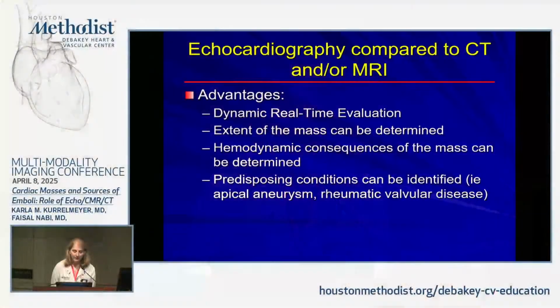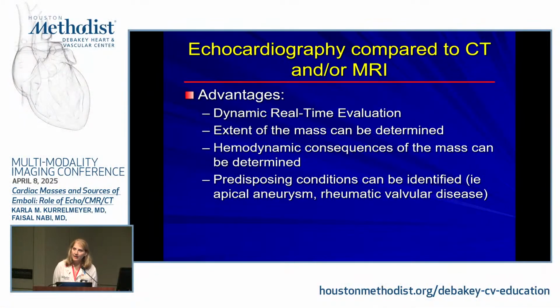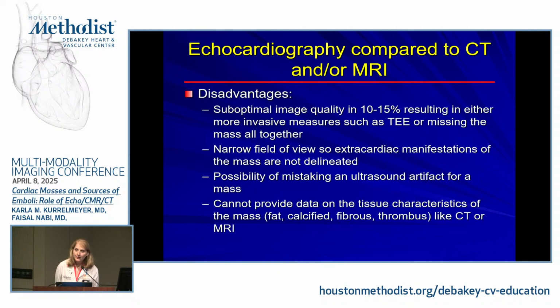So you can see what the mass is doing in real time. The extent of the mass within the heart can be determined. The hemodynamic consequences, how it's affecting the valves and the pressures in the heart, all can be determined on echo. And predisposing conditions can be identified, such as an apical aneurysm for that patient with an apical mural thrombus, or rheumatic valvular disease for those patients who have left atrial enlargement, AFib, and left atrial appendage thrombi, and endocarditis.